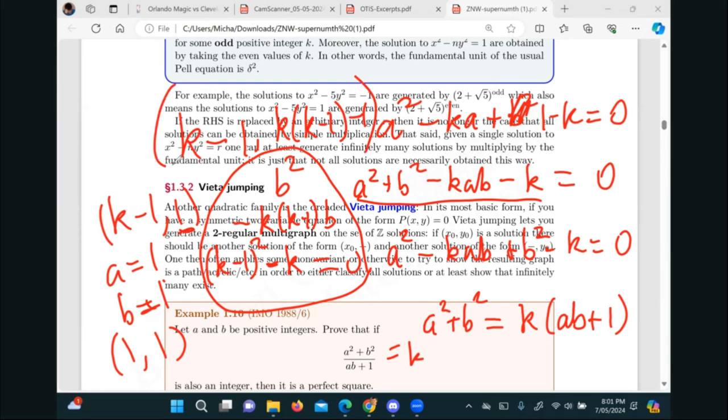Why is (k minus 1, 1) a solution? Didn't we jump to that before? Wait, how? So this was the equation. I think you've got to take the original equation.